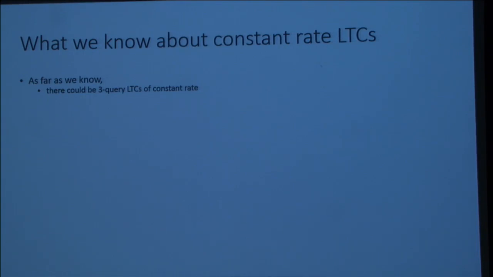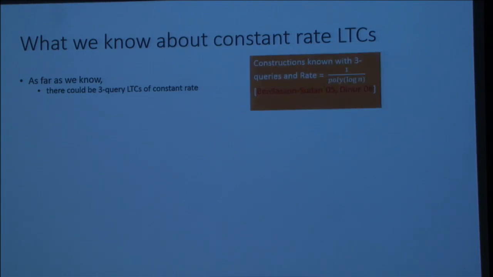Let me tell you what is known about locally testable codes. The Katz-Trevisan result analog is not known for LTCs. So it's conceivable that there are constant rate, constant query LTCs. In fact, 3-query LTCs of constant rate could exist. We don't know if this is true or not. The best construction we know for 3 queries has rate 1 over polylog n.